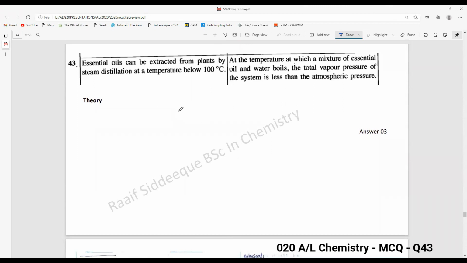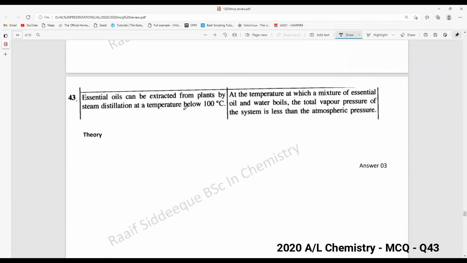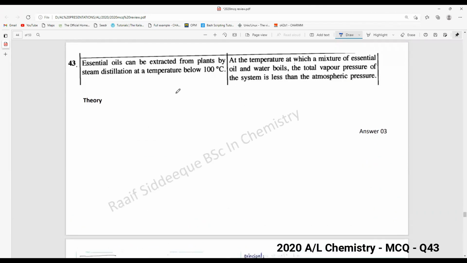Essential oils can be extracted from plants by steam distillation at a temperature below 100. So I explained to you this distillation. You have to mainly do steam distillation and fractional distillation. Fractional distillation we use for crude oil for the separation of kerosene, petroleum, and all those things. However, to extract oils from plants, for example, cinnamon oil, citronella oil, those oils we need to go for steam distillation.